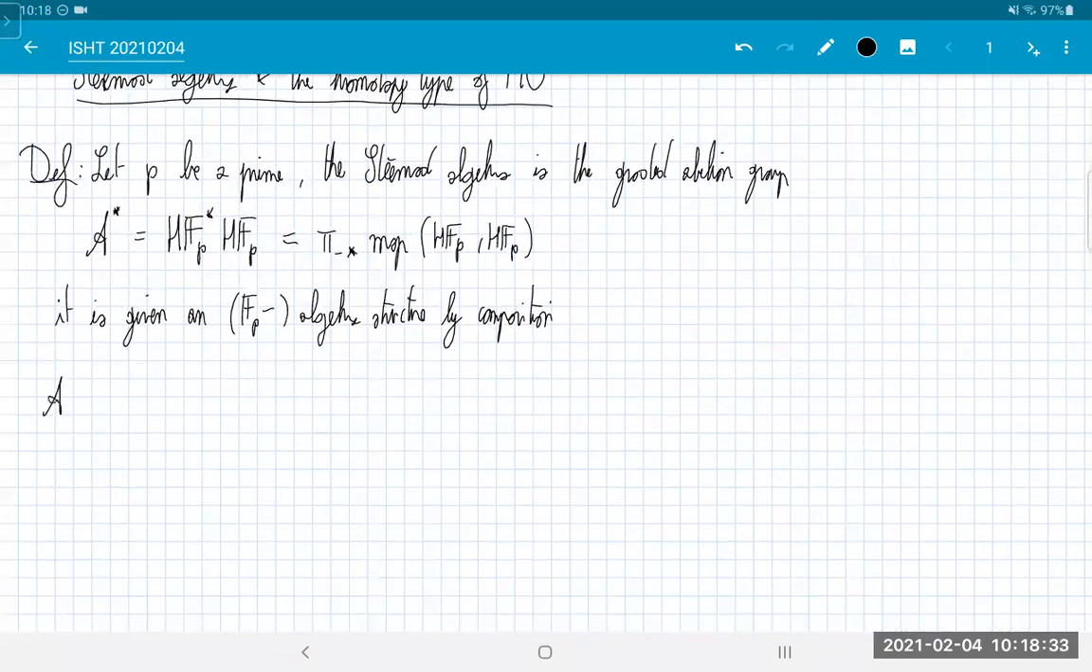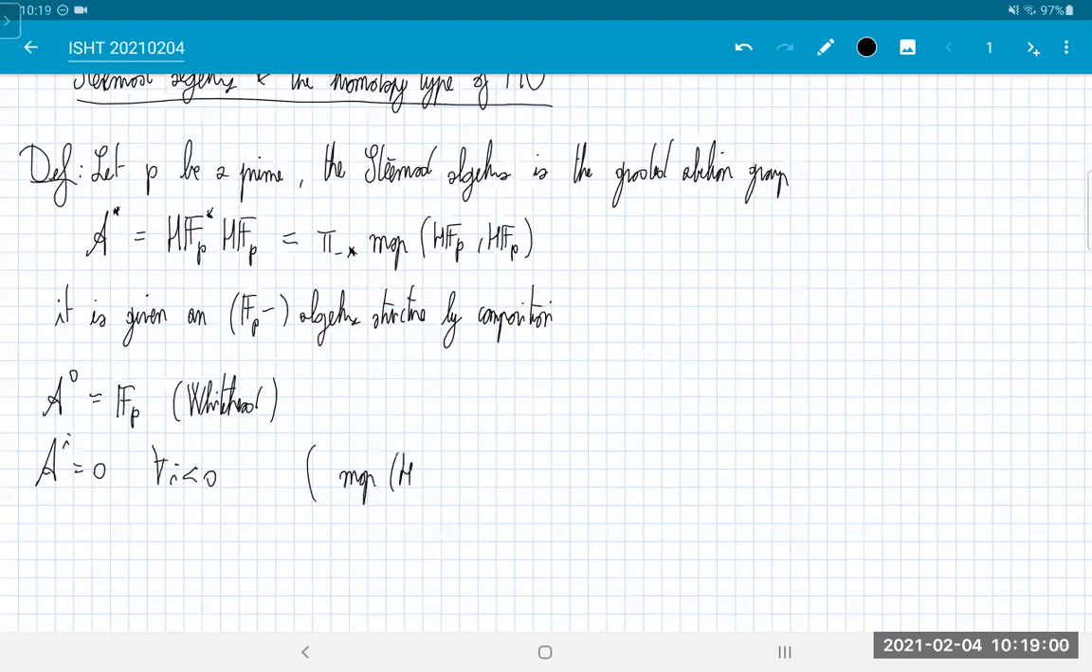So the 0-degree part is, as it's easy to see, Fp, by Whitehead, or many things, and we have seen that endomorphisms from HFp to HFp. And there are no things in negative degree, which is the reason for this cohomological indexing convention, because we have seen A^i is 0 for all i less than 0, because we have seen that maps from HFp to HFp is the same thing as maps in infinity groupoids from Fp to Fp, which is discrete. So there are no positive homotopy groups here. And these are basically all the ones that are easy to compute.